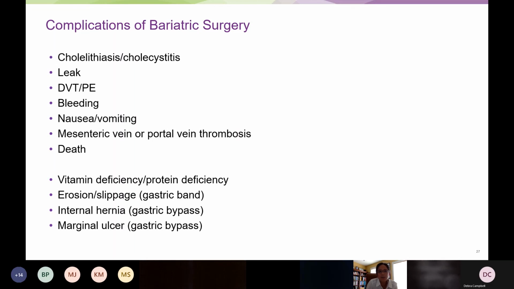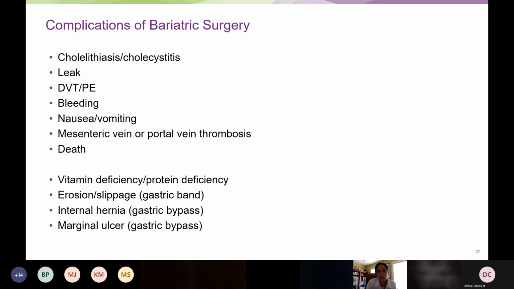Mesenteric vein or portal vein thrombosis is rare, but it can occur. And sometimes the symptoms are vague, just belly pain, a little bit of nausea and vomiting. The best way to figure it out is if a patient is not really following the post-op course. They should be feeling pretty good 2 to 3 days after surgery. Their nausea and vomiting should resolve after about a week or so.